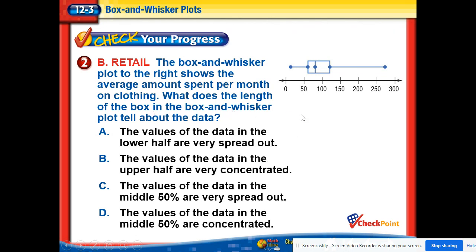What does the length of the box and whiskers plot tell us about the data? Values of the data in the lower half are very spread out? The lower half is pretty clumped together, so that one's out. The values of the data in the upper half are very concentrated? Nope, it's actually the opposite. It's very spread out. Values of the data in the middle 50 are very spread out? Again, that's pretty close together. Values are concentrated. So these two are opposite, so one of them actually has to be our answer, which of course is D.